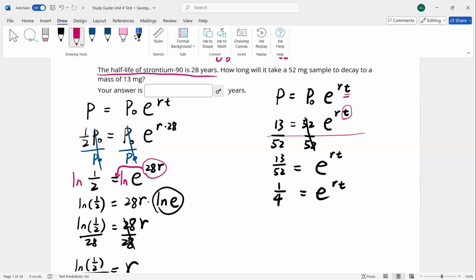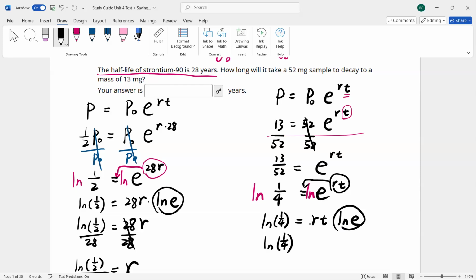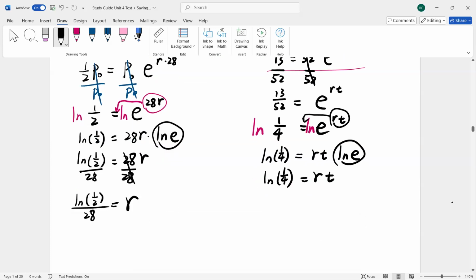And then we use the same method. Take ln on both sides. On the left side, we have ln of a quarter. On the right side, use the power rule again to move the exponent in the argument in front of the log. So we have r times t multiplied by ln e. Again, ln e is 1, right? So that factor is going to go away. Then we have ln a quarter equals r times t. And then we divide each side by r, knowing r is known now.